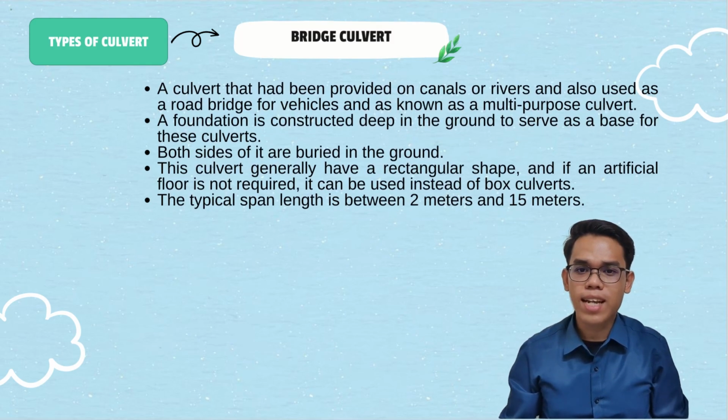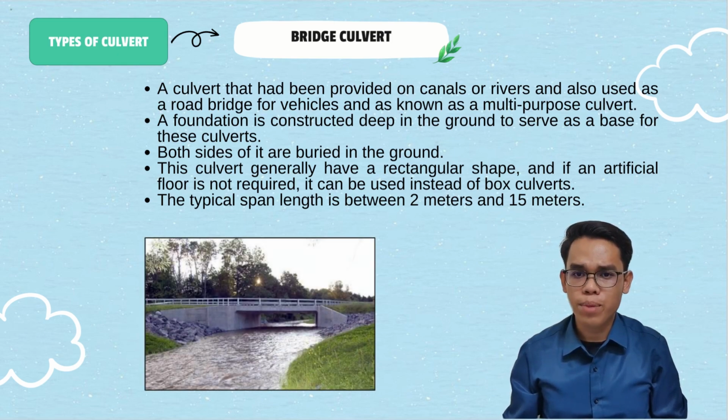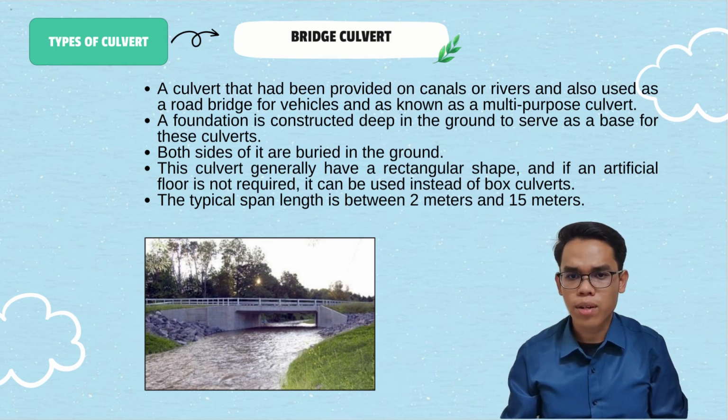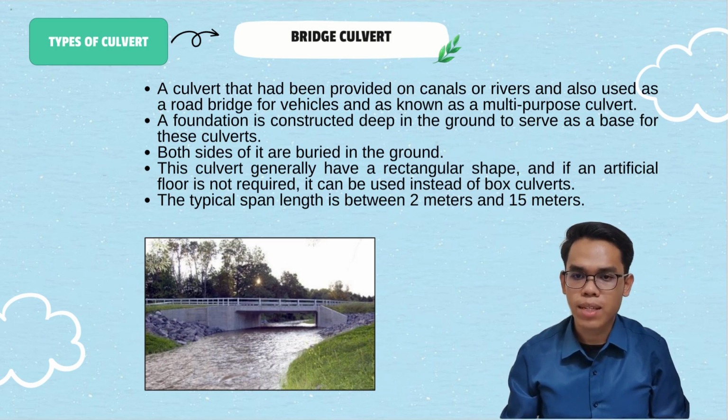Bridge culvert is a culvert that has been provided on canals or rivers and is also used as a road bridge for vehicles, and is known as a multi-purpose culvert. The foundation of this culvert is constructed deep in the ground to serve as a base, and then both sides of it are buried in the ground. This culvert generally has a rectangular shape, and an artificial floor is not required. It can be used instead of a box culvert. The typical span length of this culvert is between 2 meters and 15 meters.